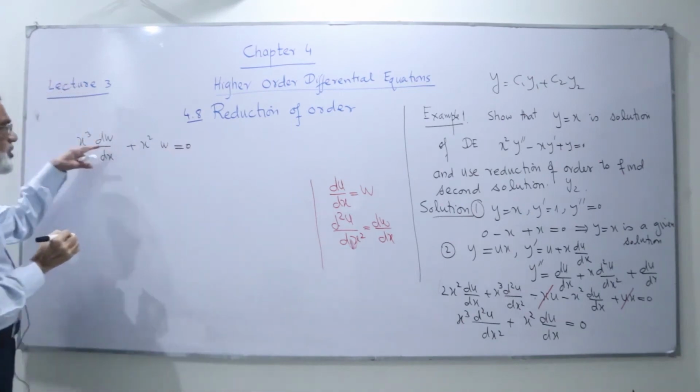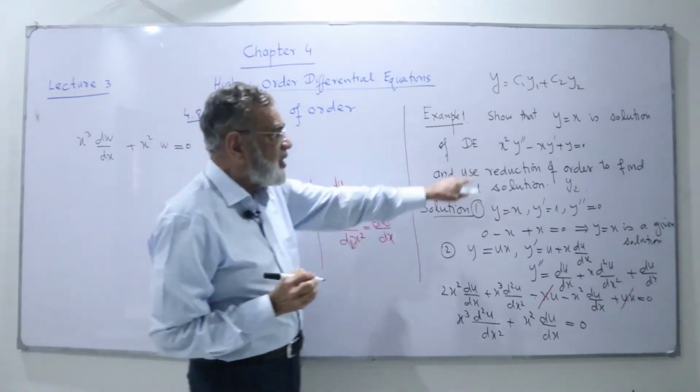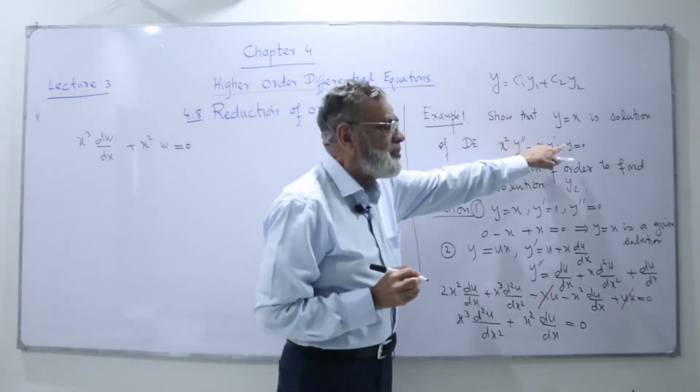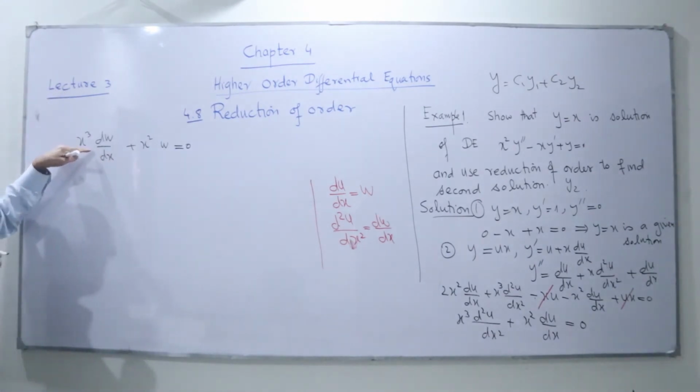This means we have reduced this equation to a first order differential equation. That's the reduction of order. We started from this equation x squared y double dash minus x y dash plus y equal to 0, and by our procedure, we change it to the first order differential equation.